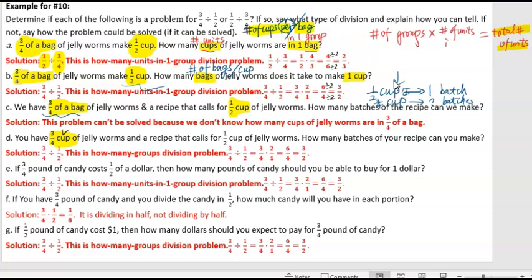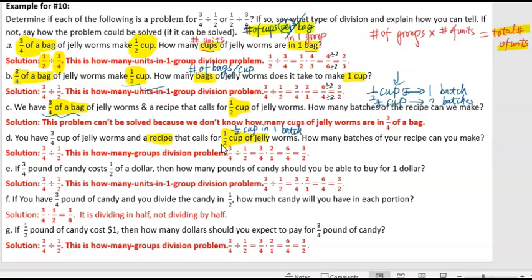So here's the question. Do we do multiplication? Do we do division? Well, if it's division, which one of these division is it? Again, you can use the definition to help you. So remember that one of the numbers given says right here, a recipe calls for 1/2 cup of jelly worm, which tells you 1/2 cup in one recipe, or I can just say one batch of recipe. I'm just going to use one batch.